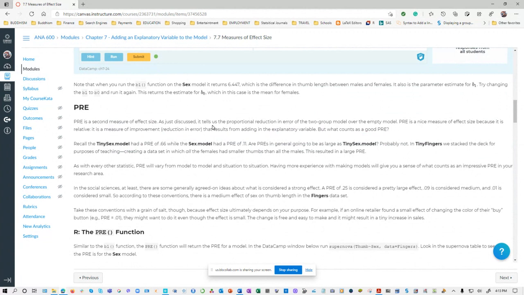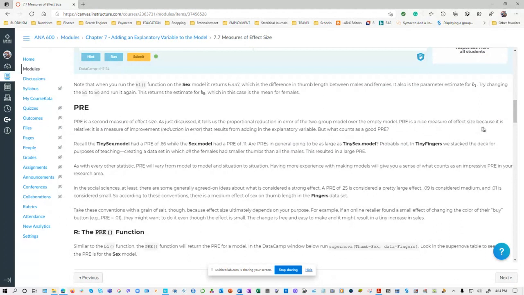That's why they say the proportional reduction in error of the two-group model over the empty model, due to this new model. It talks about that reduction in error of the two-group model over the empty model. So you're talking about two models being compared and contrasted, and how much of the error has been reduced due to this new group over the empty model.